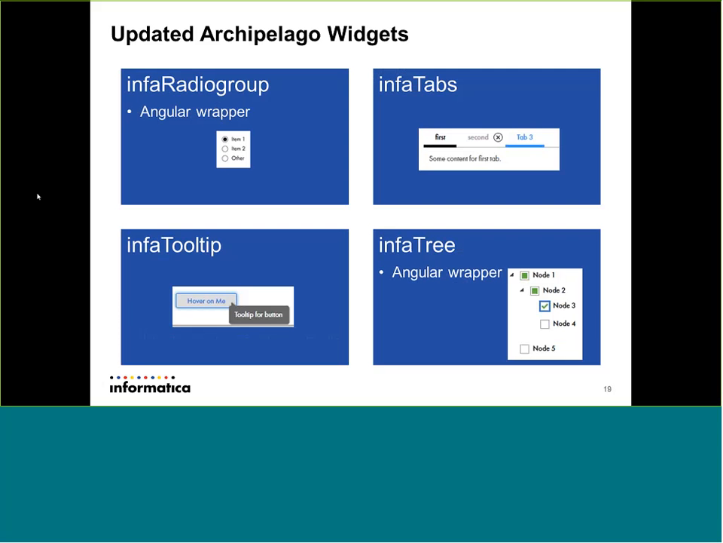Also, there's the radio groups, which will have an Angular wrapper, Info tabs, the Info tooltip, and Info tree, which also will have an Angular wrapper added to it. So the Info radio group is available now. The only thing that remains to be done soon is just to apply the Archipelago visual design.